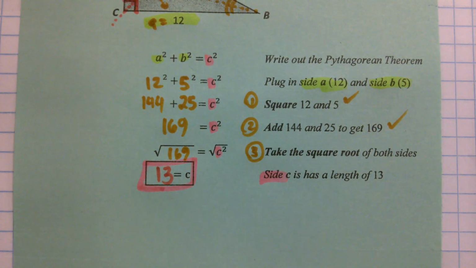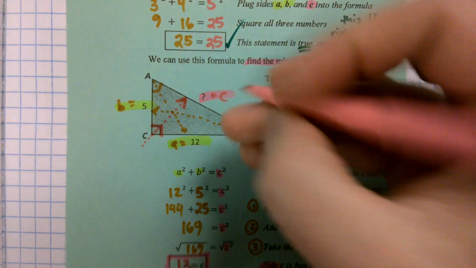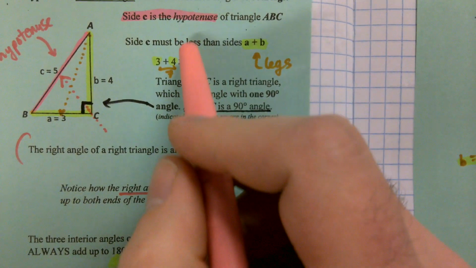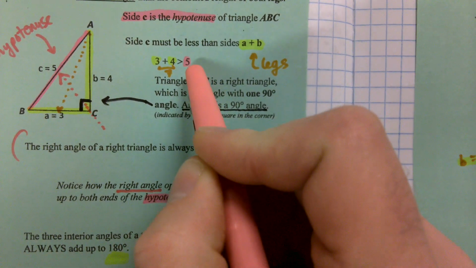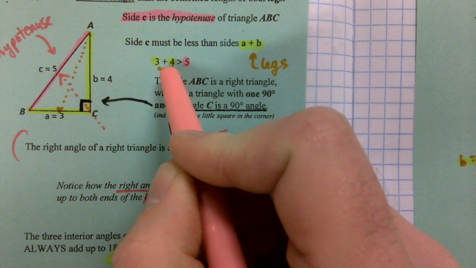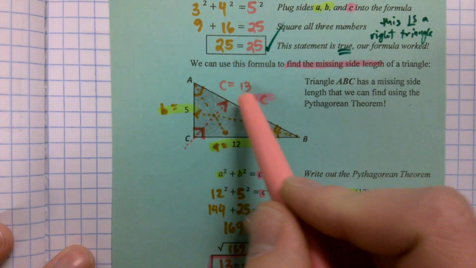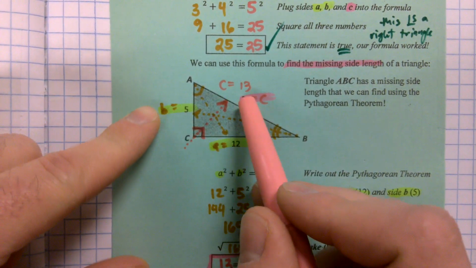Could say units, doesn't really matter to me personally. But we see now that C is equal to 13. So if we look back at our right triangle properties, the hypotenuse has to be the longest side, but it can't be longer than A plus B. So 13, is that the longest side out of these three measurements? Yeah, 5, 12, and 13.